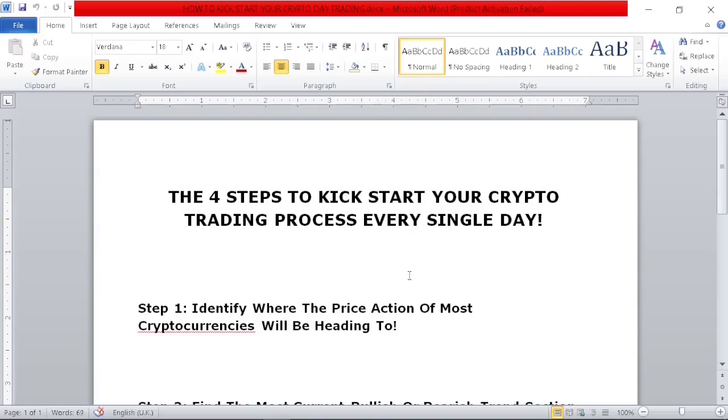What's up, everybody? Every time you want to trade and invest in cryptocurrencies, there are basically 4 steps to kickstart your crypto trading process every single day. And it's one of the most consistently profitable crypto trading frameworks. I call them the 4 steps to minimize losses, maximize profits, and grow your money fast in every cryptocurrency exchange.